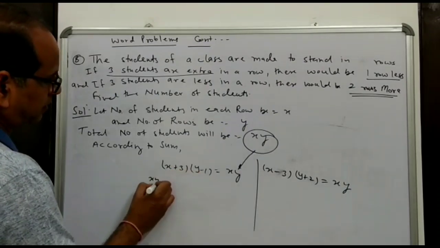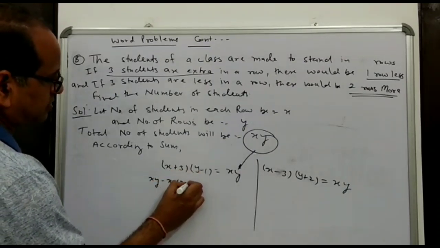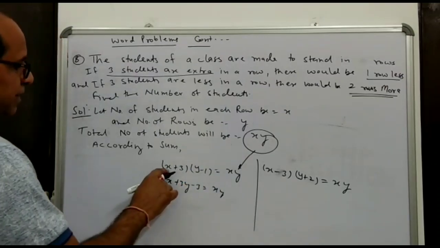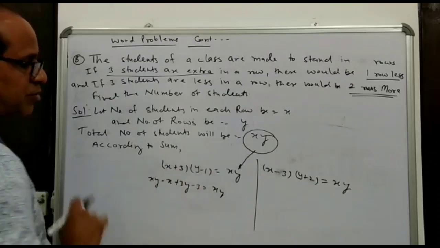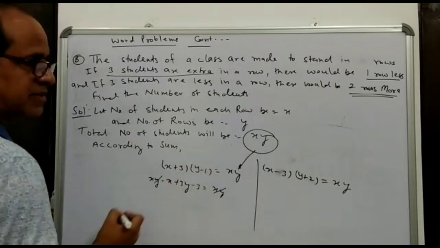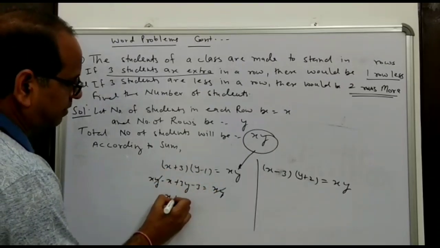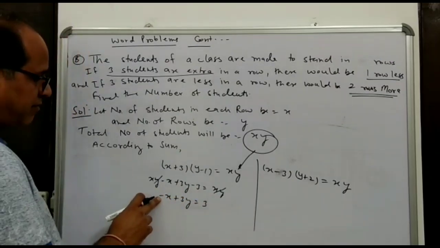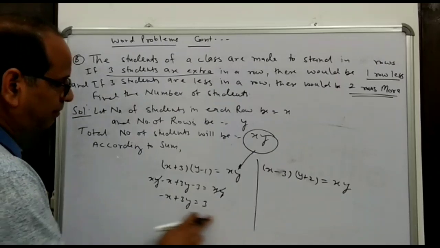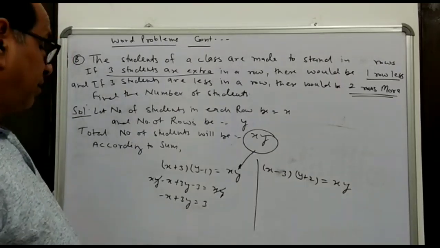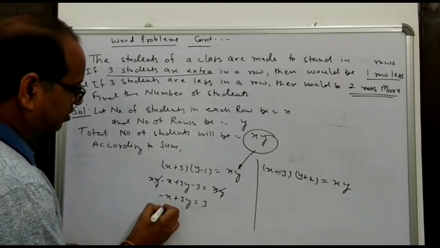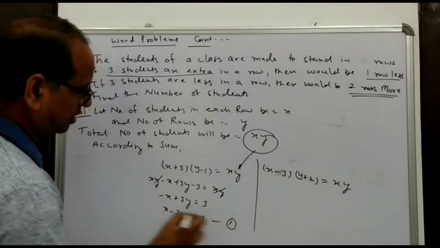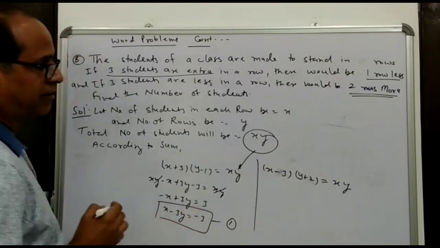xy minus x plus 3y minus 3 equals xy. Multiply x by both the terms and 3 by both the terms. So xy and xy cancel. It is minus x plus 3y equals 3. It is better that whenever we have a minus sign with x, multiply everything by minus 1. So all the signs will change and this will be x minus 3y equals minus 3. And this is equation number 1.